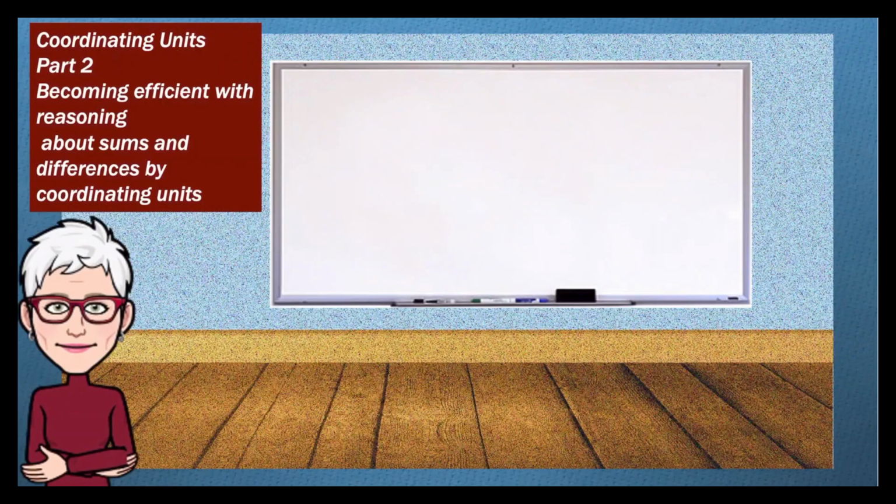Part 2 of the Coordinating Units of Tens and Ones instructional sequence is designed to develop children's ability to reason efficiently about sums and differences by coordinating units. Activities in this part involve changing the quantity. Here are some examples of tasks.